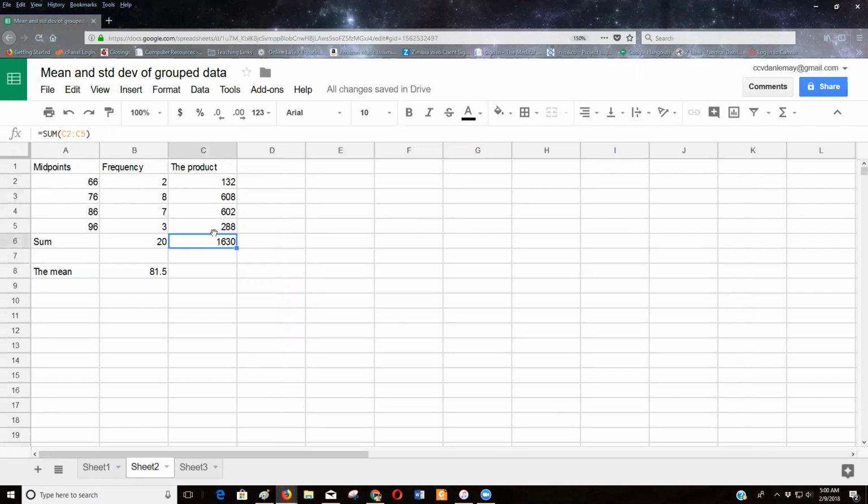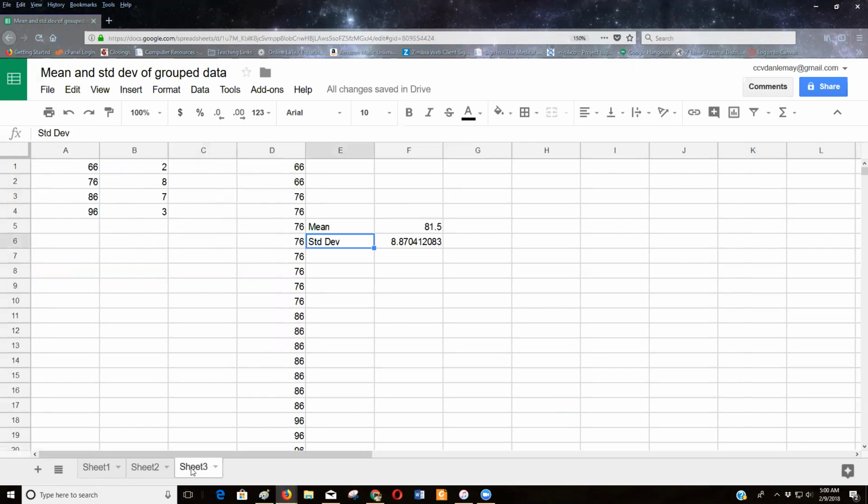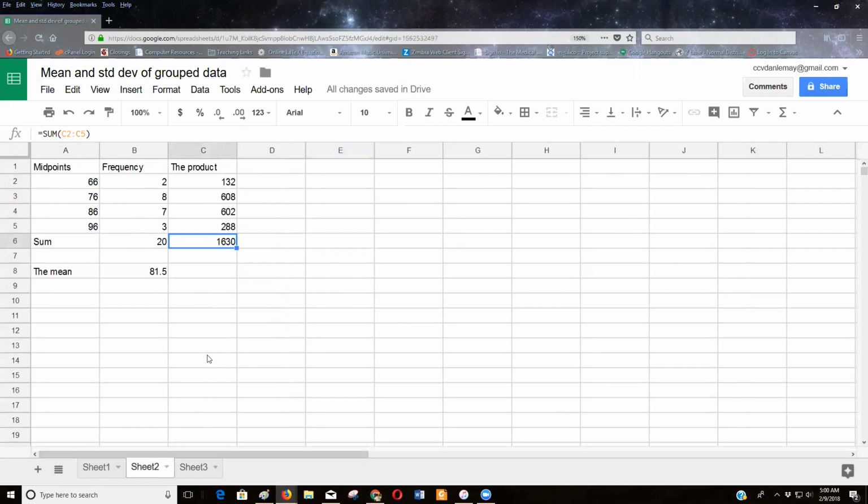I found the sum of all those products. I found the sum of how many numbers there are. There's 20 of them, and I divide them. I got 81.5. Is that what I got when I did it this way? 81.5. So that's good. That came out to be the same. Now what we have to worry about is getting the standard deviation, and it's not bad. There's just something you have to consider, which will help you later on when we start looking at probability distributions, because finding the mean and the standard deviation of those is very similar.